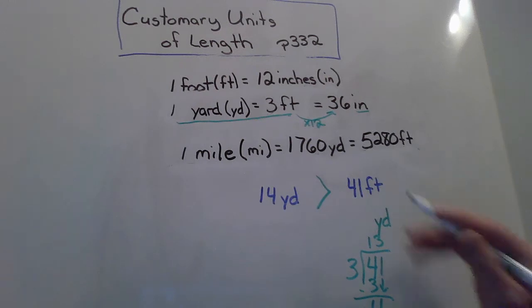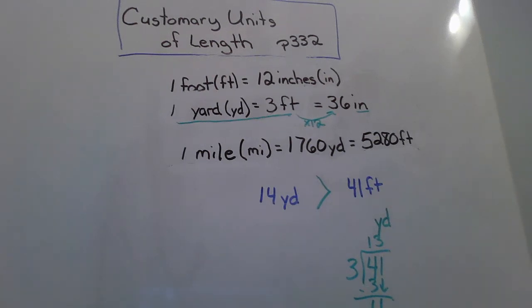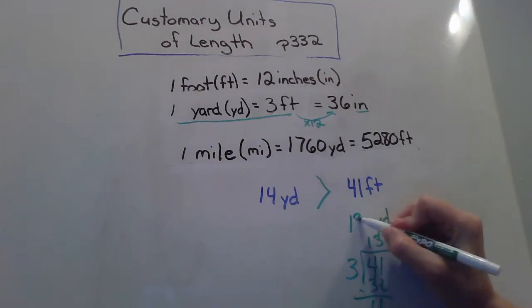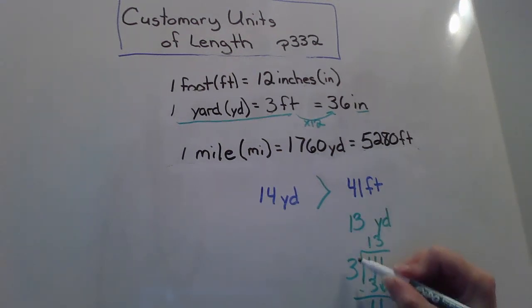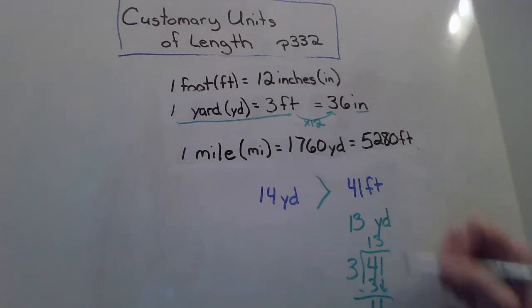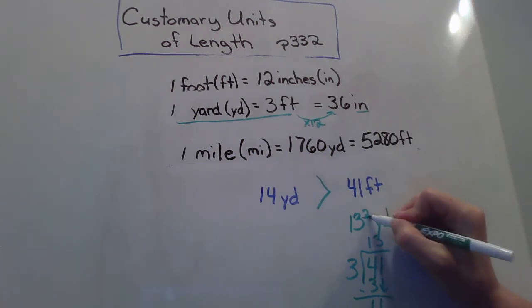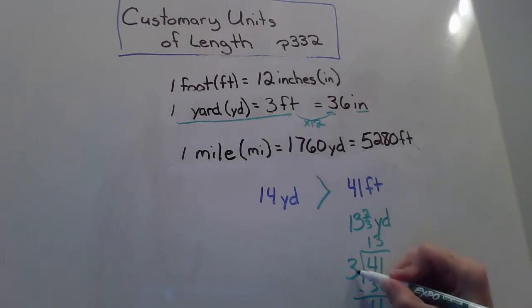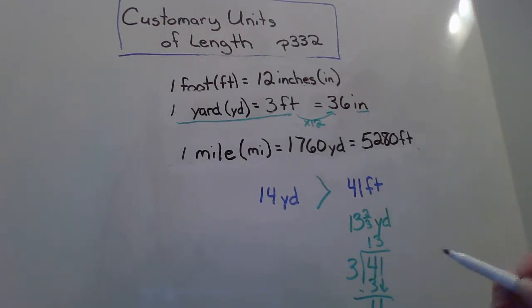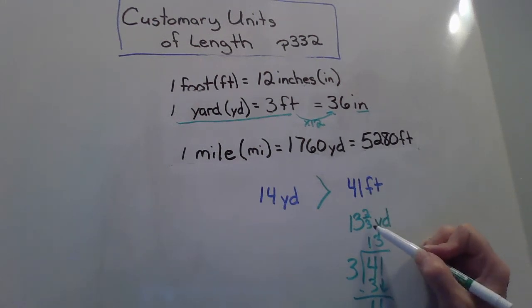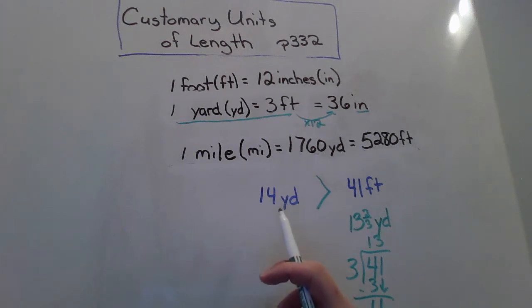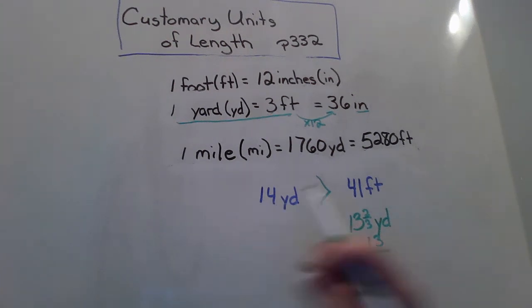Now, when we are dealing with measurement, when you get a remainder, remember to write your remainder as a fraction. So remember, we're trying to find out how many 3's go in. So we got 2 left over, so it'd be 13 and 2/3. You want to put your remainder over your divisor. So now if we compare 13 and 2/3 to 14, you still get the same exact answer. 14 yards is greater than 13 2/3 yards.